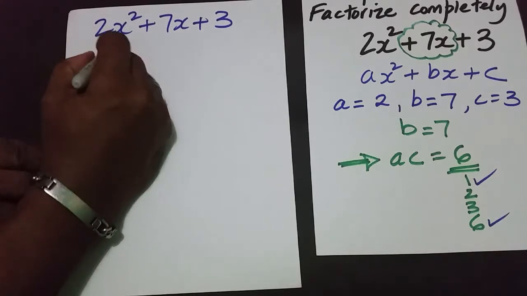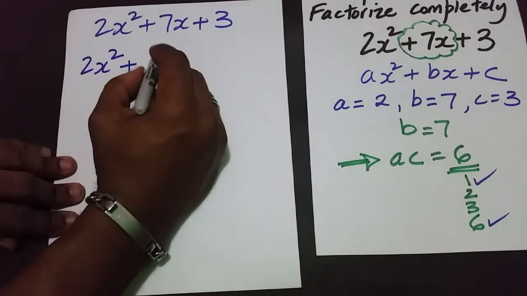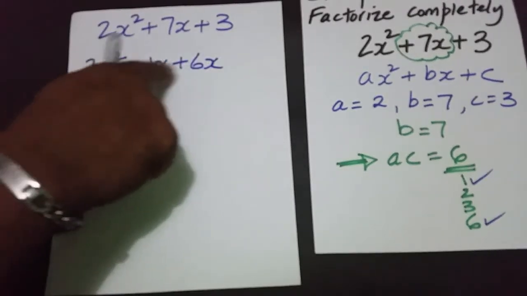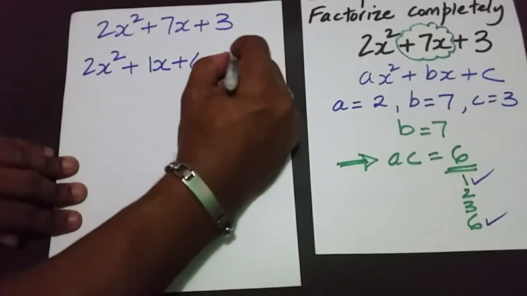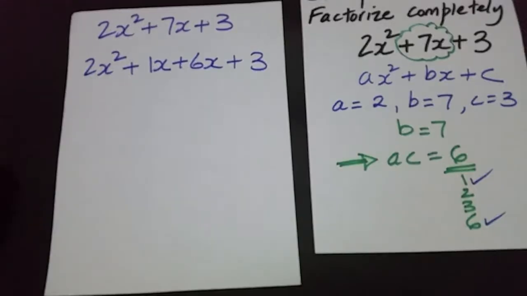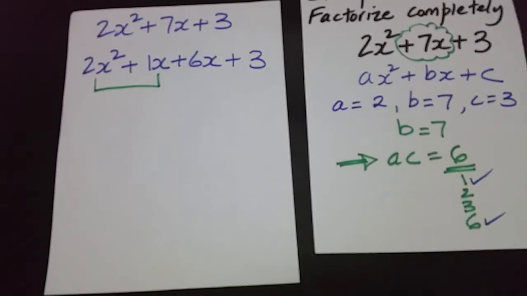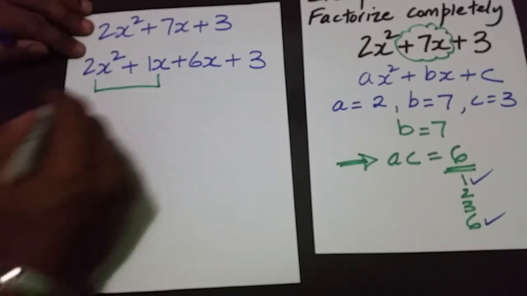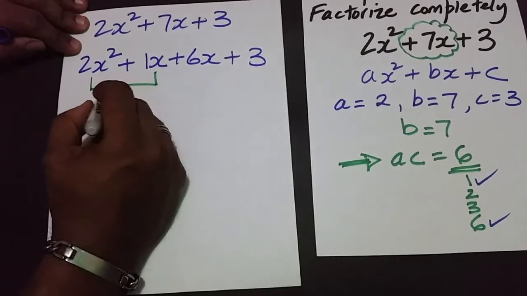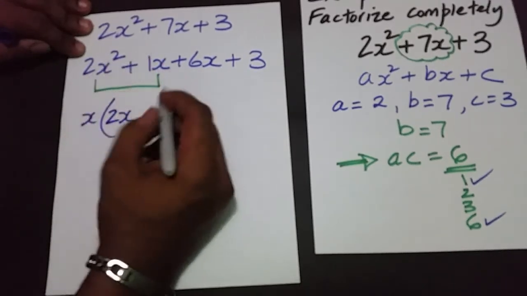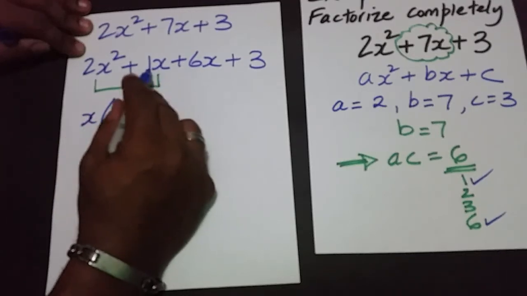So we're going to have 2x squared here and we have 1x plus 6x, and that's the whole idea of the 1 and the 6, right? And then we're going to put back the plus 3. And all we're going to do here now to finish the solution to this problem is to factorize by grouping. So we're going to look at the first 2 terms and ask ourselves what is common in the first 2 terms, and clearly that is x. So we're going to factor out the x here, and in the bracket we're going to have 2x, because x times 2x is 2x squared, and x times 1 is going to give me back 1x.